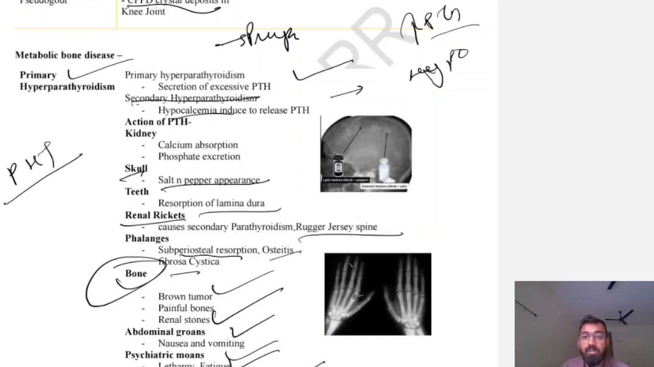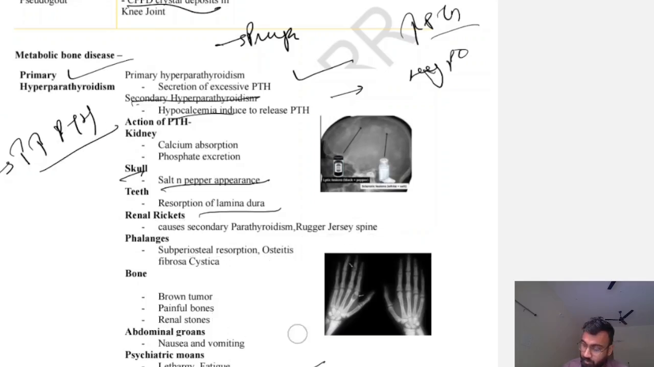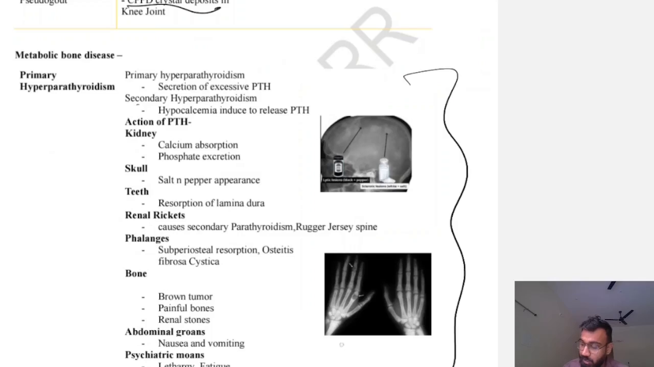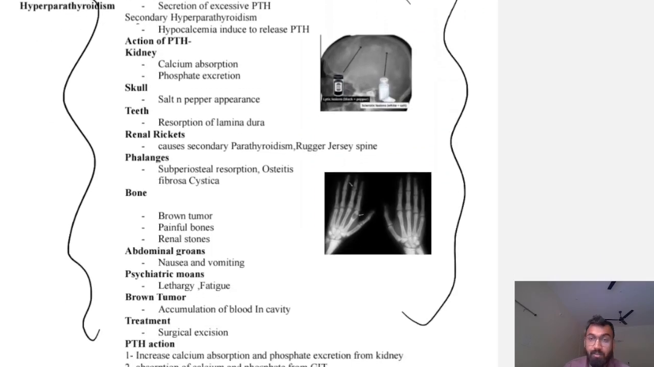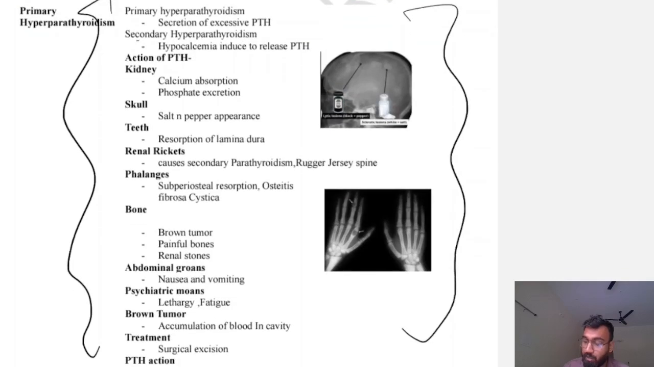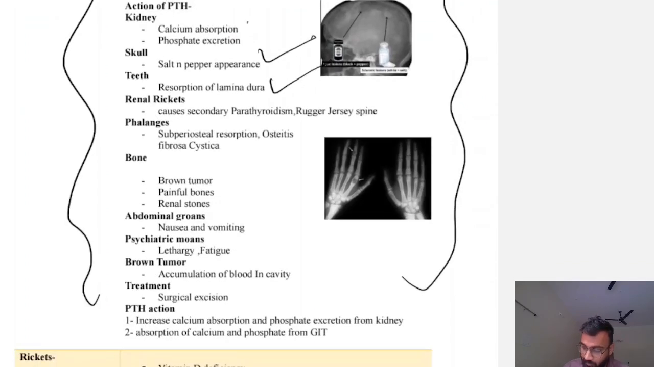So excess PTH could be due to parathyroid adenoma, parathyroid carcinoma, which leads to increase in PTH. Okay. So this is the action of increase in PTH. Primary hyperparathyroidism, excess parathyroid hormone leads to salt and pepper appearance in skull, resorption of lamina dura in teeth.